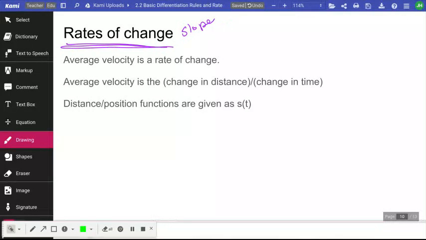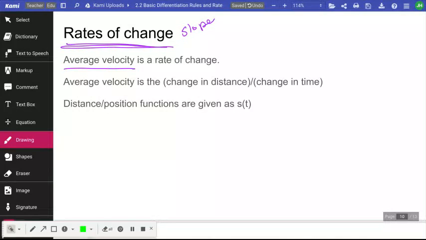Average velocity is a rate of change. Okay. So the key is, average velocity is a rate of change. So average velocity is the same as your slope. So if you're asked for average velocity, it is going to be slope. And so it is change in distance divided by change in time.